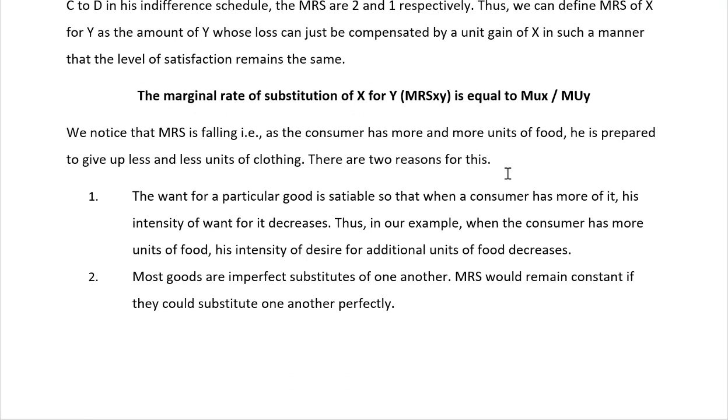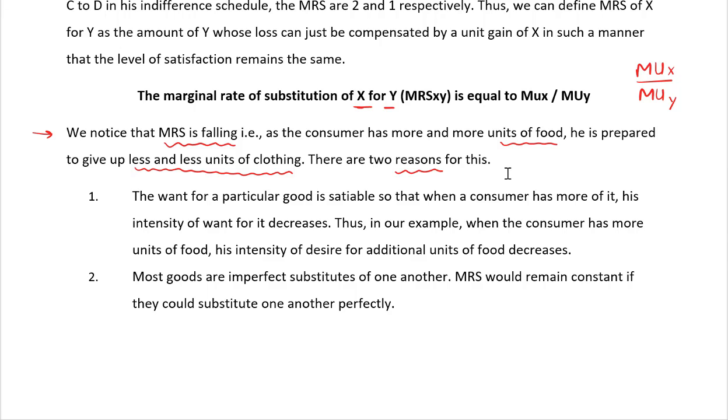So the MRS, that is the marginal rate of substitution of X and Y, supposing there are two goods X and Y, is equal to marginal utility from X divided by marginal utility from Y. You had noticed that over here MRS is falling as the consumer has more and more units of food. He is prepared to give up less and less units of clothing, because he is having more and more units of food but fewer units of clothing. Because he is having fewer units of clothing, he wants to sacrifice less, so he should keep some units of clothing with him.